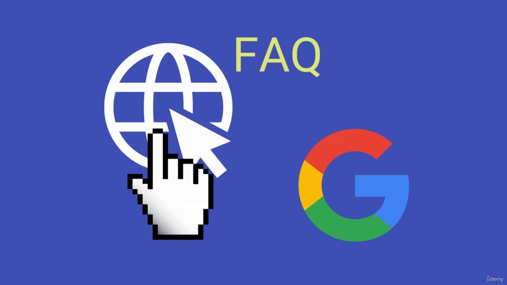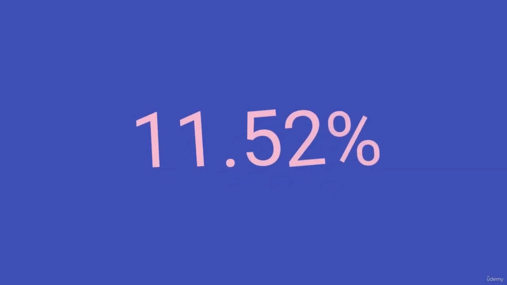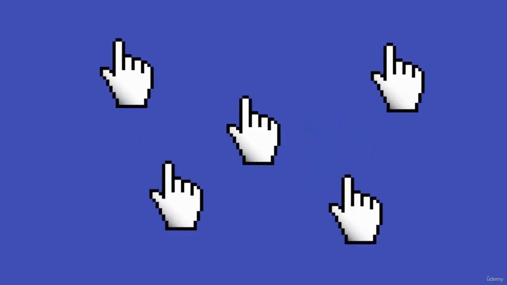Ranking in featured snippet also helps a lot. A study revealed that 4 out of 10 voice search results come directly from a featured snippet. Which brings us to our next point. That is optimizing for featured snippets. According to SEMrush, 11.52% of all search results have a featured snippet. And they're stealing a lot of clicks from the number 1 spot. As the new saying goes, 0 is the new number 1.